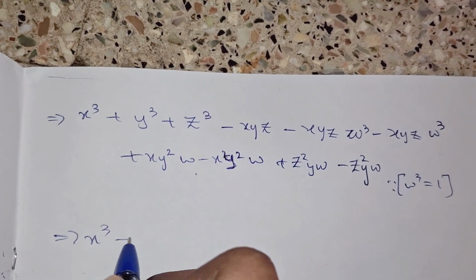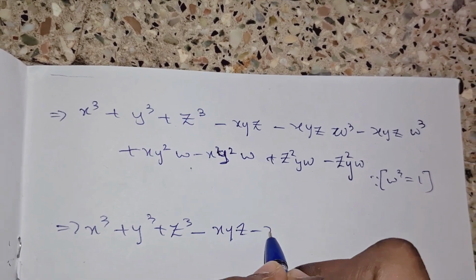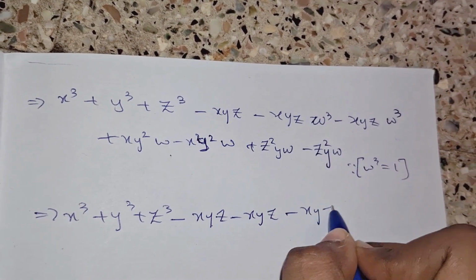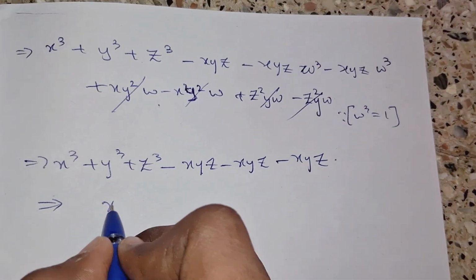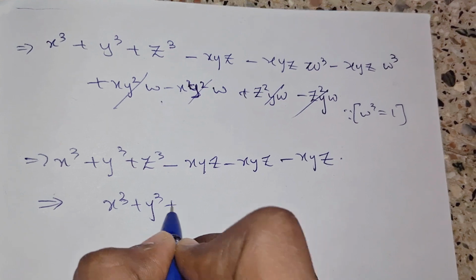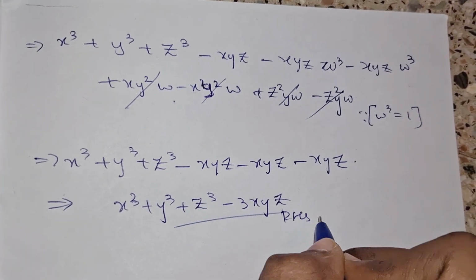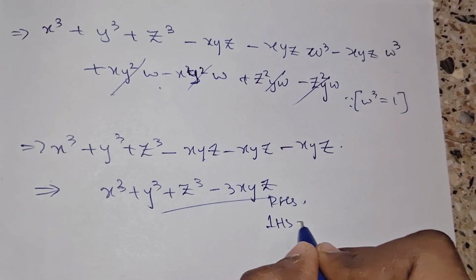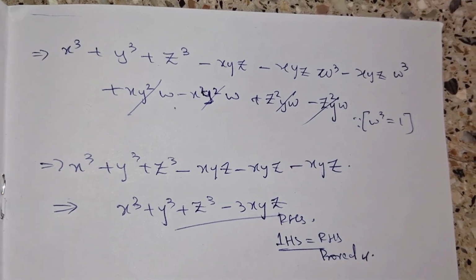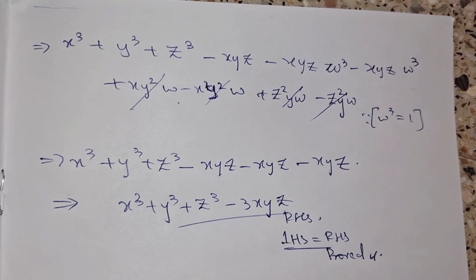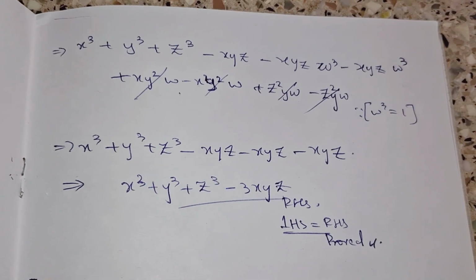So we will finally be left with x cube plus y cube plus z cube minus xyz minus xyz minus xyz. These terms will get cancelled here. We will be left with x cube plus y cube plus z cube minus 3xyz, which is the RHS. Therefore LHS is equals to RHS, is proved. So in this way you can solve this problem. Go through this problem thoroughly once, because here we have to multiply many terms.